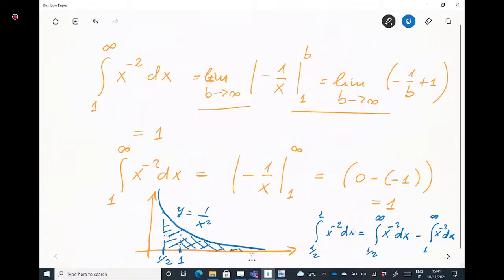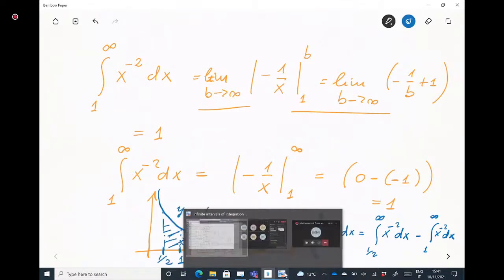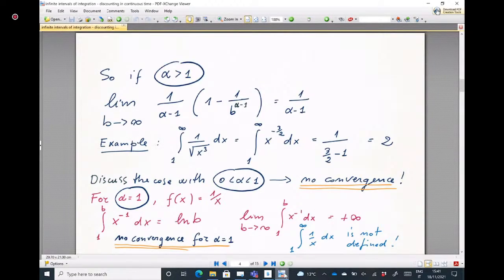If you don't believe it, just compute this integral, make the difference, and you will get the integral between 1/2 and 1 of the same function. So it is also a useful exercise. So when we don't have convergence, we cannot write something like this, because it is not a well-defined quantity.